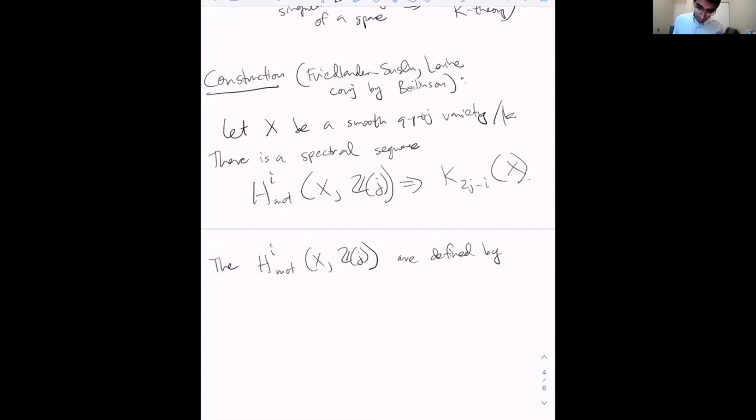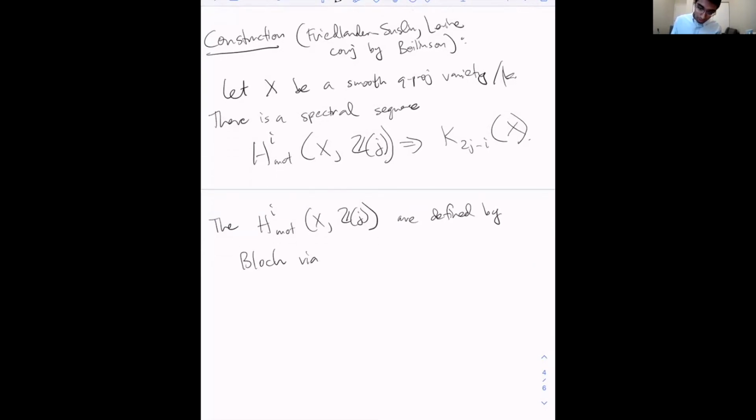These are defined by Bloch in terms of explicit complexes involving algebraic cycles. So these are defined by Bloch via considering algebraic cycles on X cross some affine space. In particular, these motivic cohomology groups generalize the Chow ring. H^{2j} of X with coefficients Z(j) is exactly the jth Chow group of X.